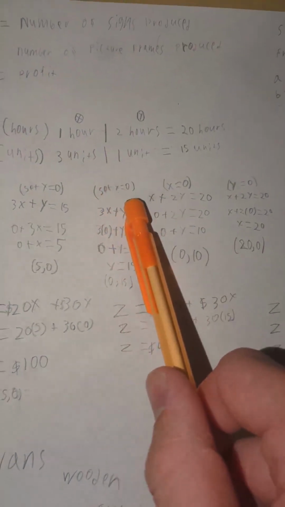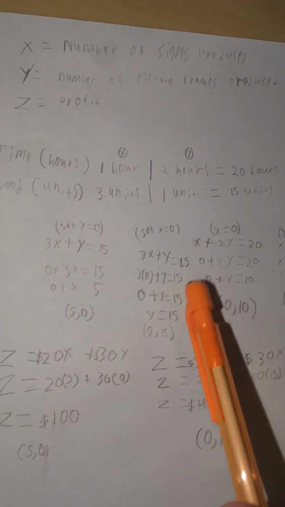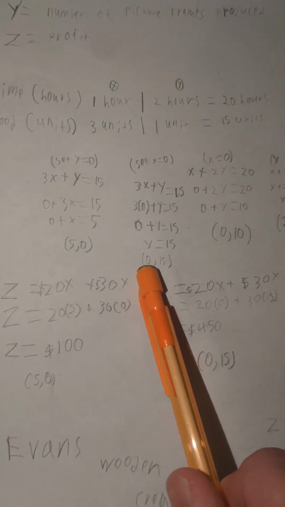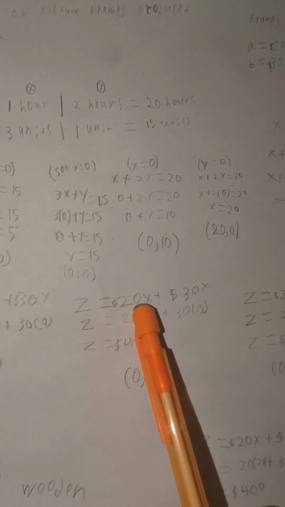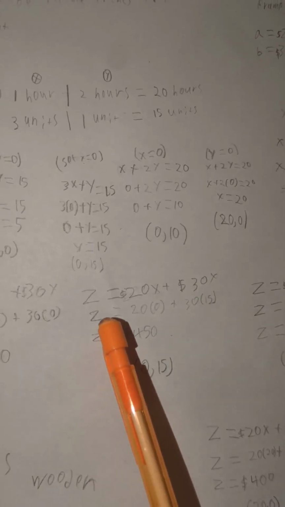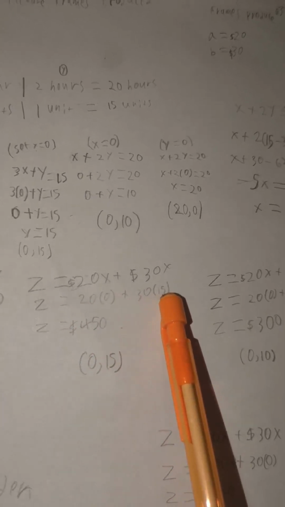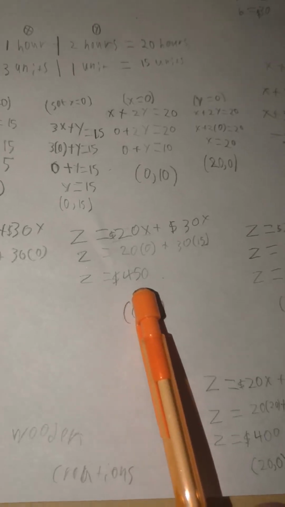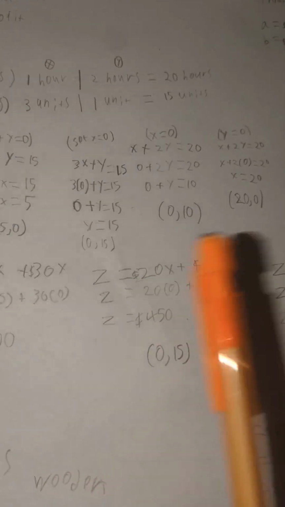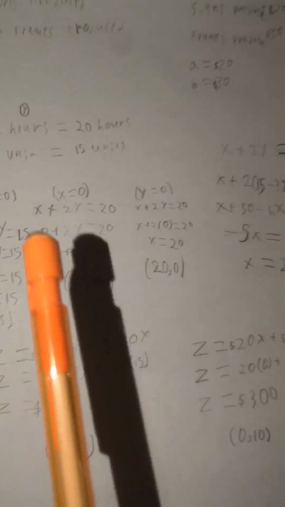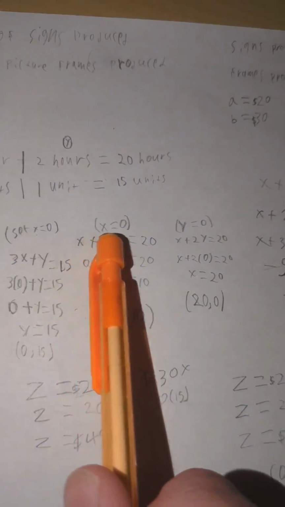Now if we set X to 0, 3X plus Y equals 15, the 3X becomes 0 and that becomes Y, which means we get 15, which is 0X and 15Y. Z equals 20X plus 30Y, Z equals 20 with a 0 plus 30 with 15. Z equals 450. But since it doesn't have both sides, Evan doesn't want to do that. So then I show him another way he can do it. He doesn't want this one either, because it is only one-sided.